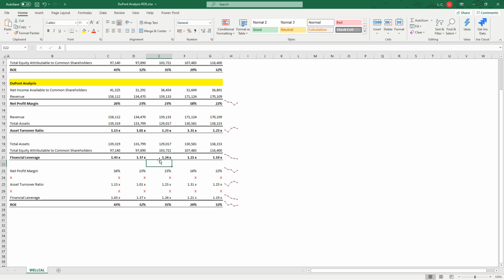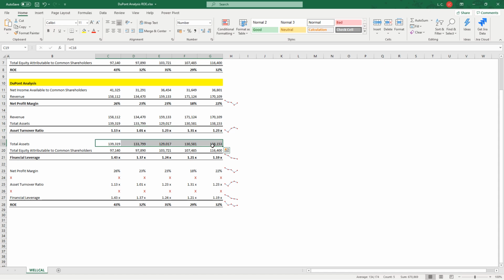First, we calculate net profit margin by dividing net income available to common shareholders with revenue. Except 2018, WELLCAL enjoyed 20+% of net profit margin. Second, revenue divided by total asset to get asset turnover ratio. As you can see here, WELLCAL's asset turnover rate ranges from 1.1 to 1.3 multiple.